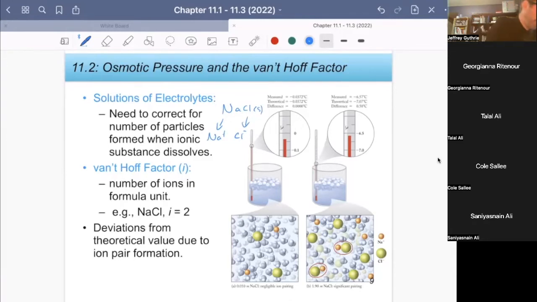If we had something like calcium chloride, what do you think the Van't Hoff factor for calcium chloride would be? Anybody have any guesses? 3.